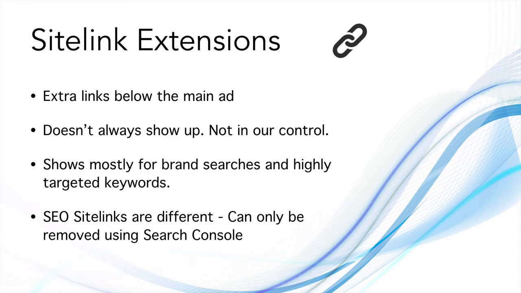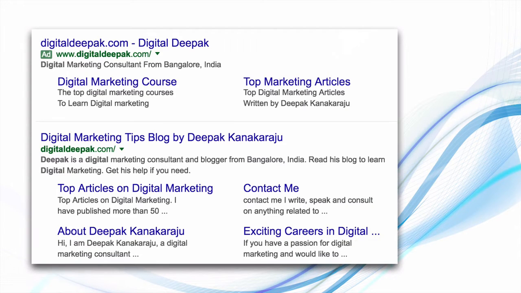Let me show you an example. On the top, you can see digitaldeepak.com ad. This ad has 2 extensions. These are manually added by us, but it is not in our control whether these site links will show up during a search or not. Usually when someone is searching for our brand, here in Digital Deepak's case, they are searching for Digital Deepak, these site links are more likely to show up. The result that you see on the below part is the organic search result.